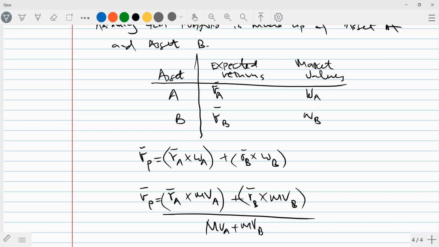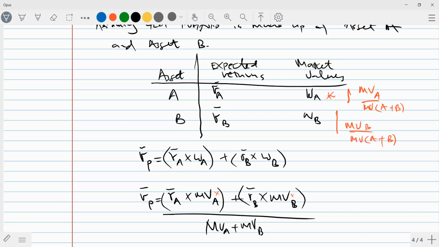Look, the weight of A here was simply the total market value of A divided by the total market value of A plus B, the total market value of the two assets. That's how the weight was obtained. So right here is the market value of A. We divide by the market value of A plus the market value of B. For the weight of B, the same thing was applied: the market value of B divided by the market value of A plus the market value of B.